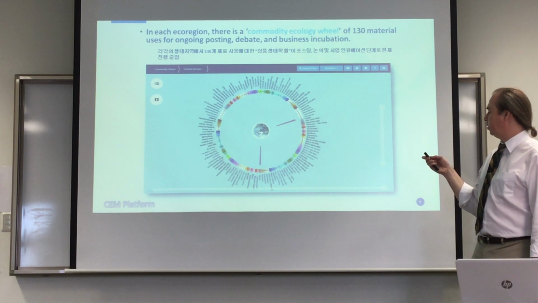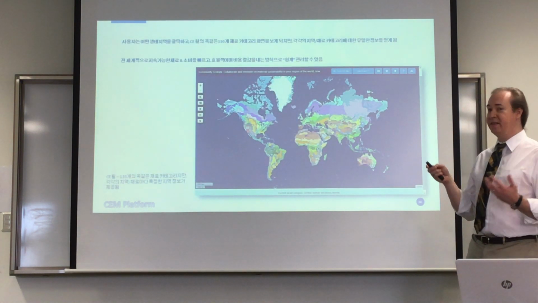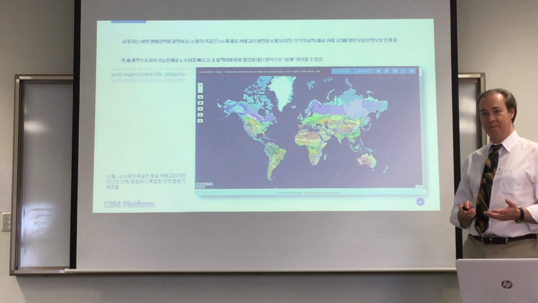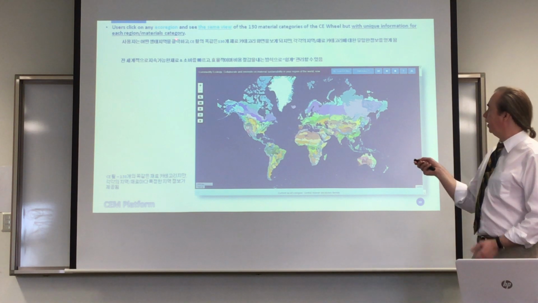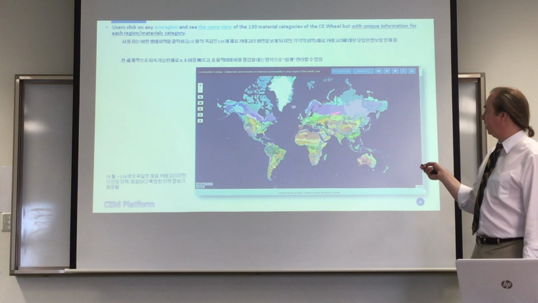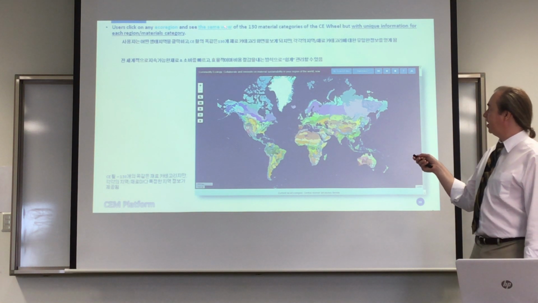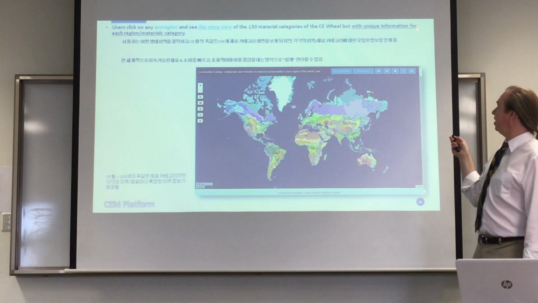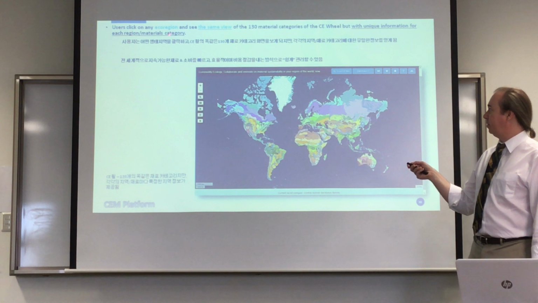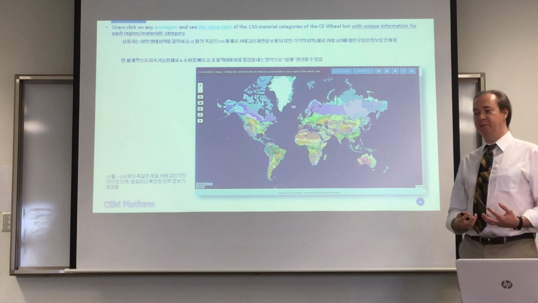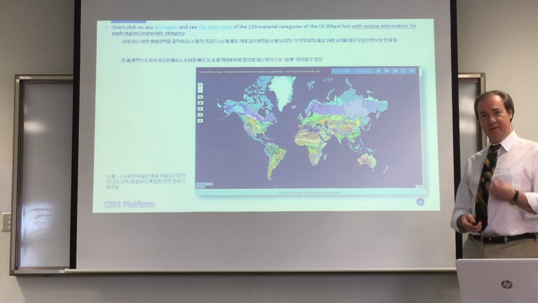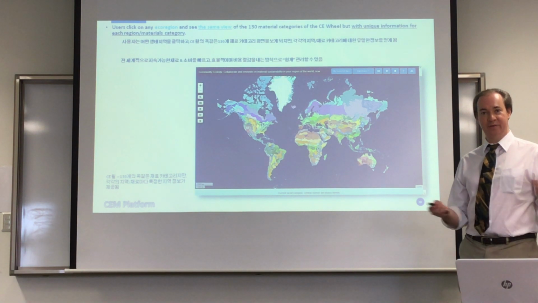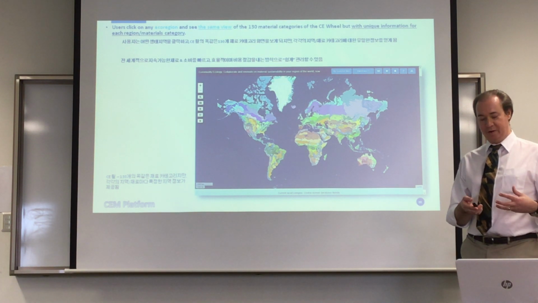debate, and business incubation. Now let's bring these two images together. Users can click on any ecoregion, this is a clickable map, and see the same view of 130 material categories of the CE wheel, but with unique information for each region and materials, because each user is posting to unique ecoregional dynamics for their own local circular economy.